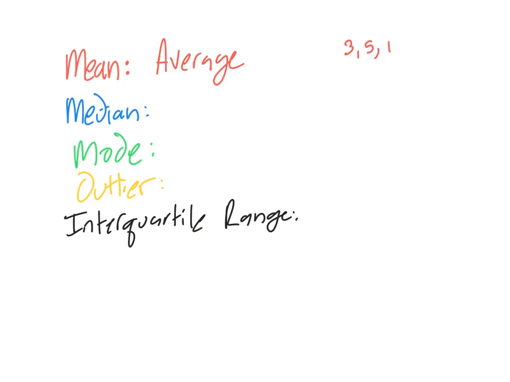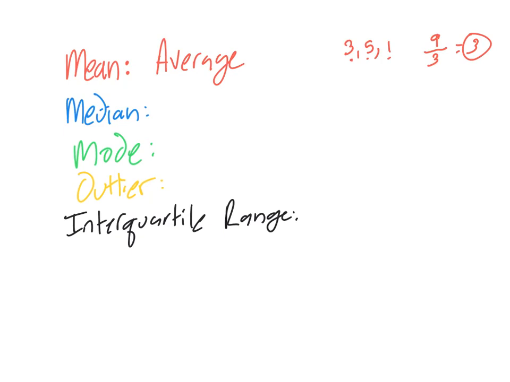3, 5, 1. Okay? So you add those up. You have 3 plus 5 is 8, plus 1 is 9. So you have 9, and you divide that by the total number you have, 1, 2, 3. And 9 divided by 3 equals 3. So that is your average with 3, 5, and 1. Add all the numbers, divide by the number you have.